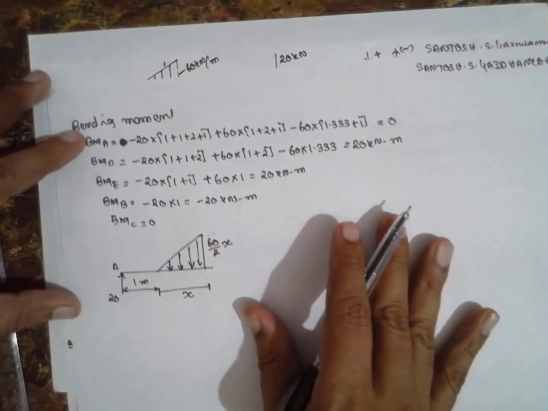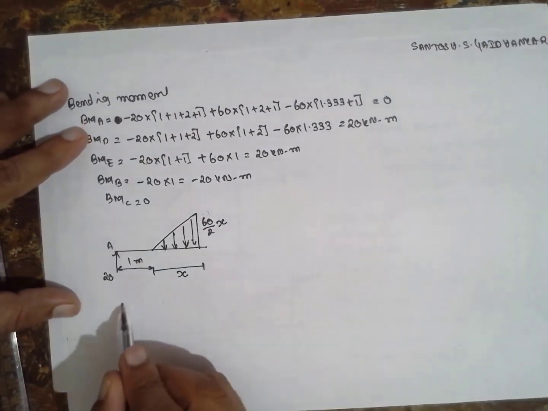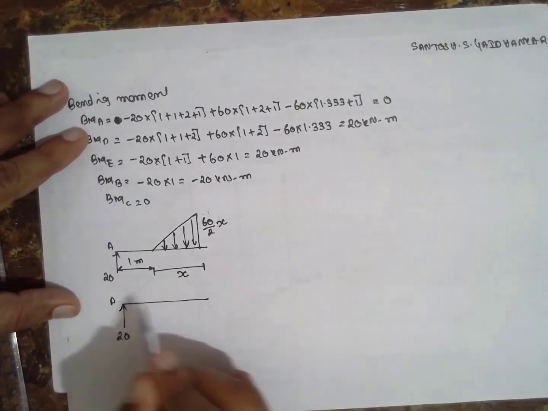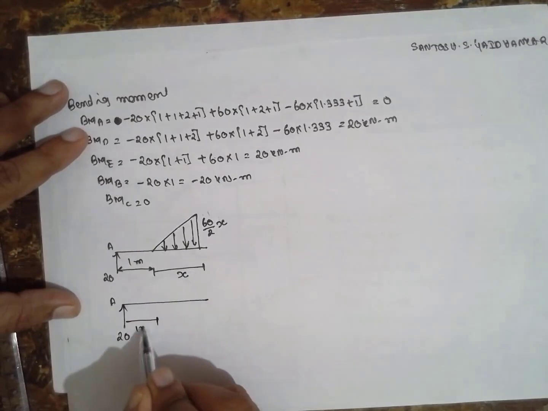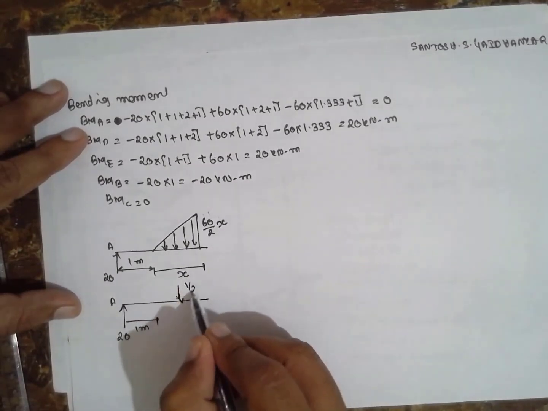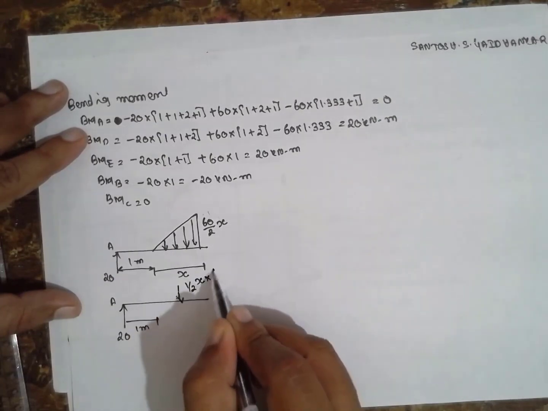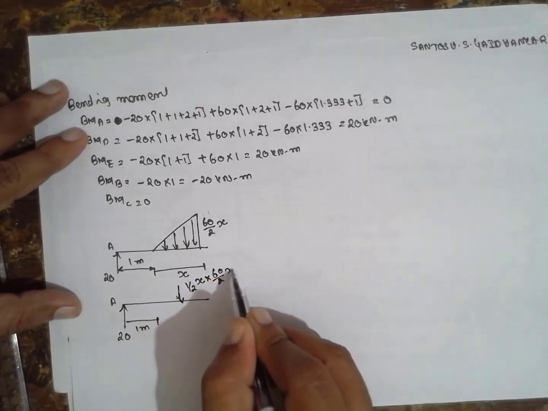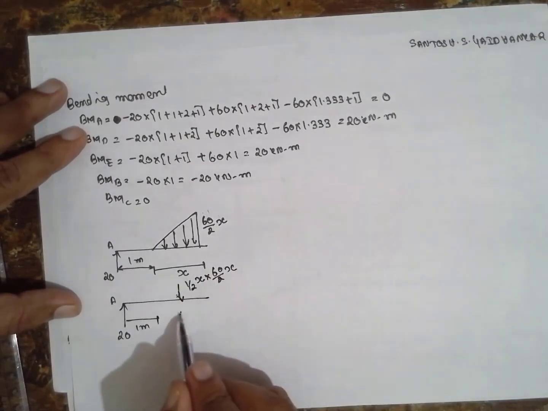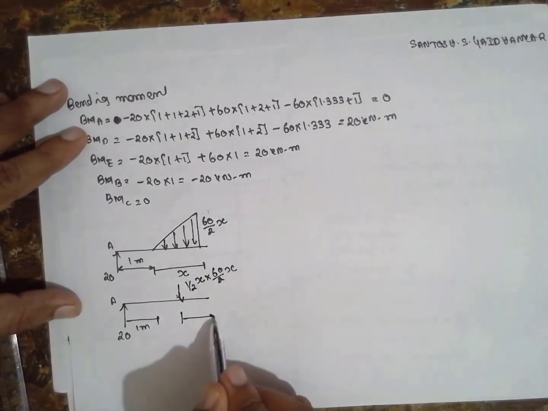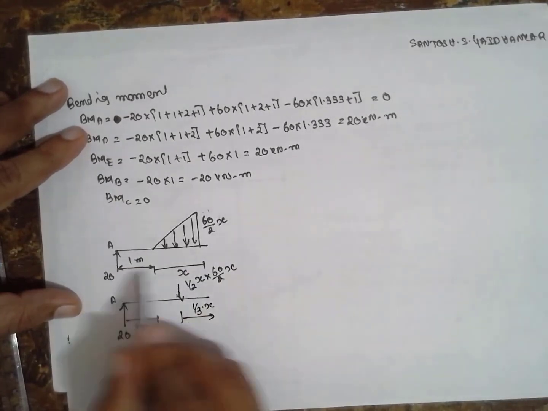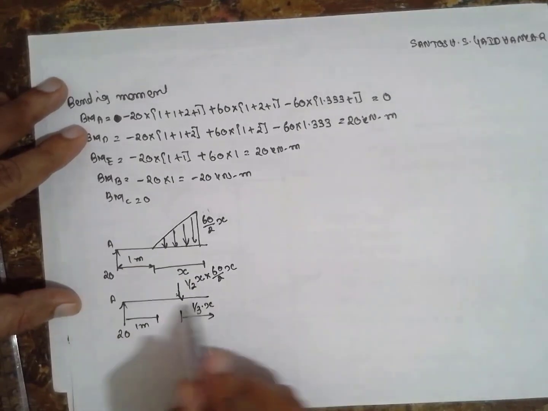Now considering the shear force in order to find out the x distance, first convert into point load here. This will be 20 at A. Up to this point is 1 meter. Here we are converting into point load. That means 1 by 2 into x into height, 60 divided by 2 into x. And from the base it will be 1 by 3 into x. From this side it will be 2 by 3 into x, which is not required.